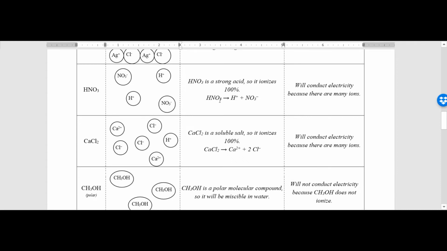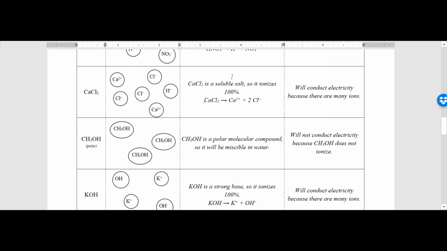And when we write out the equation, it is 100% dissociated, so there's only one arrow right here going to the right. So it completely breaks apart into hydrogen and nitrate. And so since you have floating positive and negative ions, you're going to have free movement of electrons, and that will conduct electricity because there's a ton of ions in the solution.